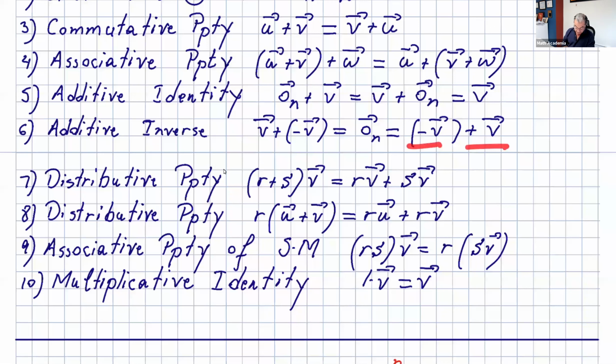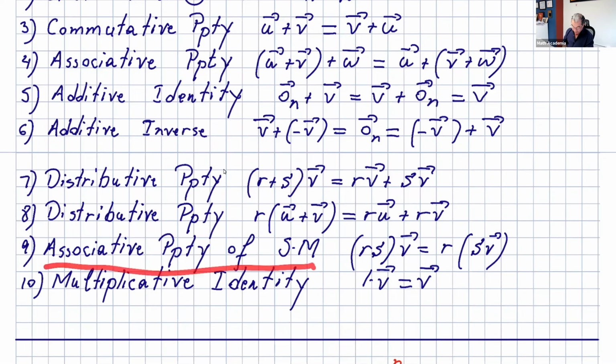Then you can have the distributive property. These are scalars. R plus s times v is rv plus sv. So then you can have the distributive property where we can distribute the vector, or for number 8, you can distribute the scalar. R times u plus v is ru plus rv.